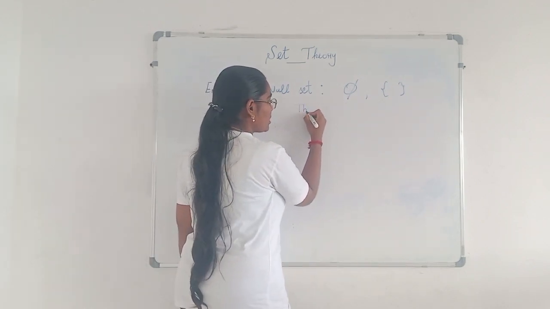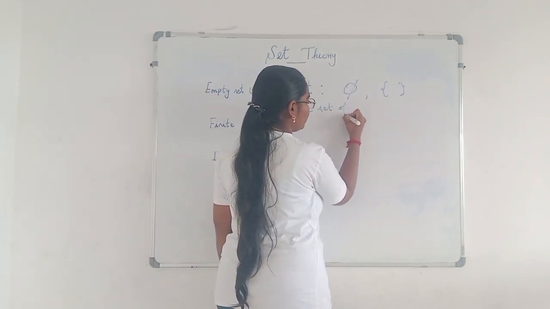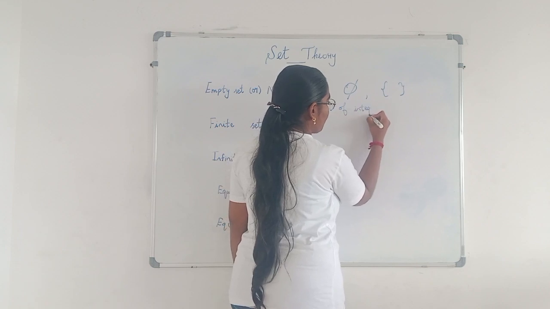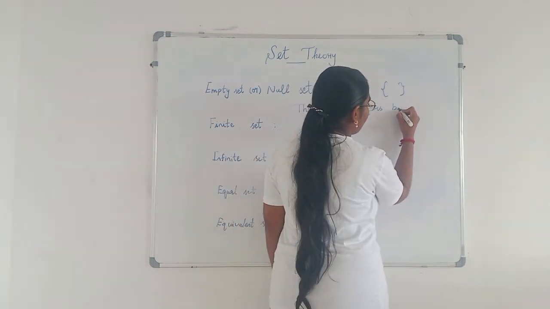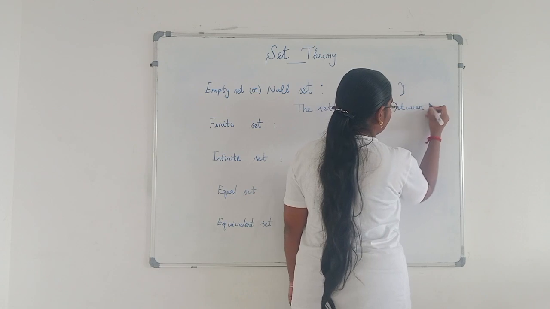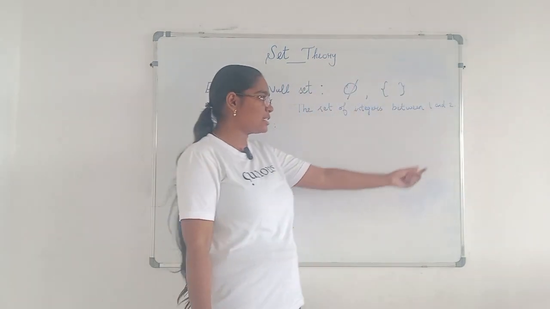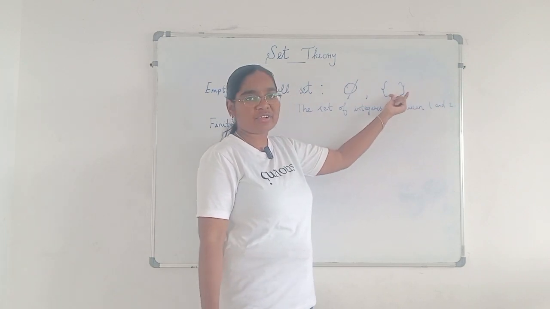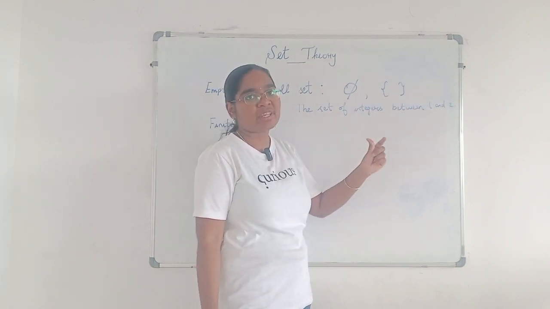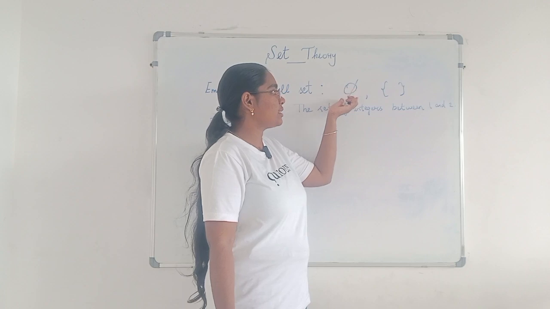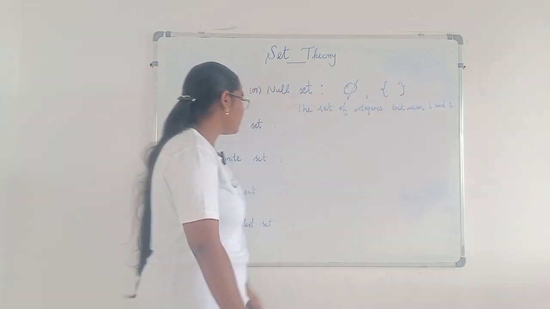The example is the set of integers between 1 and 2. Since there are no integers between 1 and 2, it will form a null set. Null set can be represented like this or in this way.